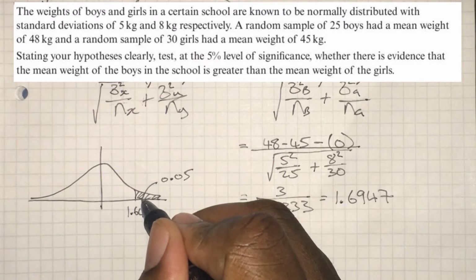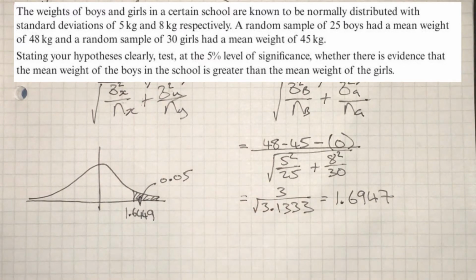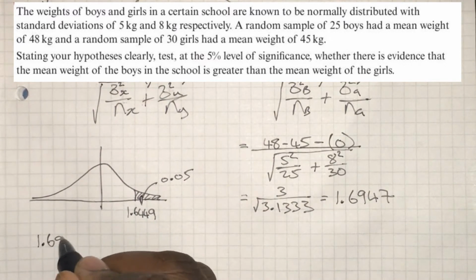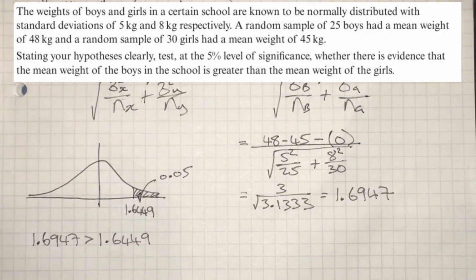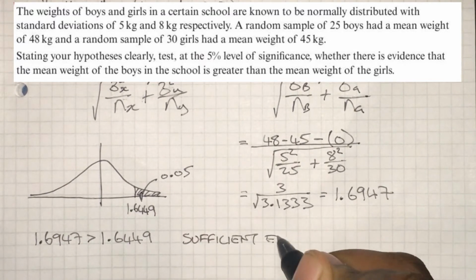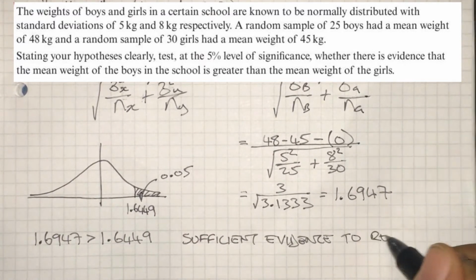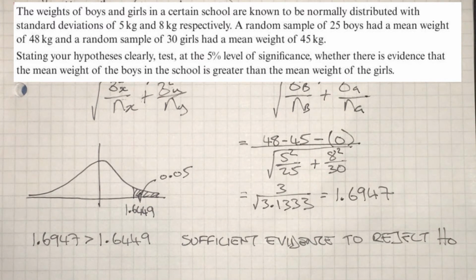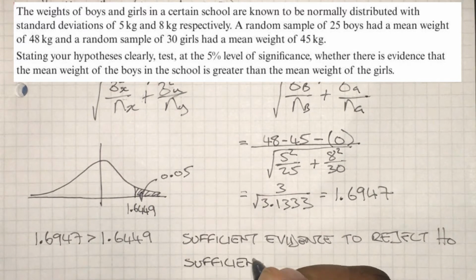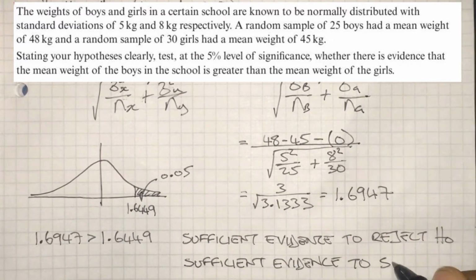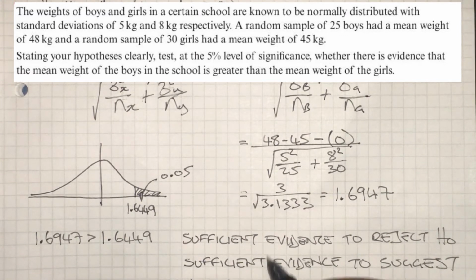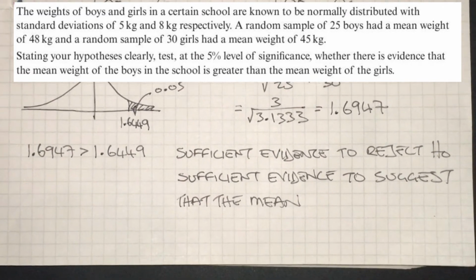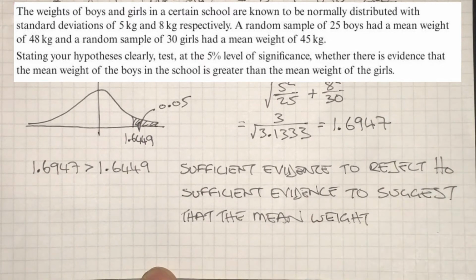So at this point, let's make a comparison. Our test statistic would be here in the shaded region, in the rejection region, so we have a significant result. Our test statistic is larger than the critical value that we just looked up, so we can conclude that we should reject H0, and then obviously in context, we can say we have sufficient evidence to suggest that the mean weight of the boys is greater than the mean weight of the girls. And that's our hypothesis test completed.